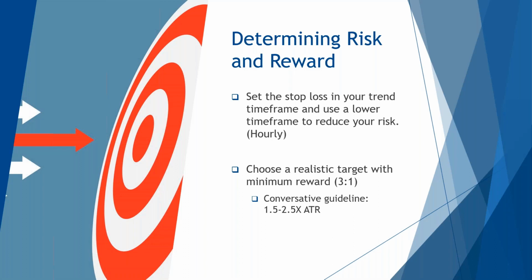Now, when I set up a swing trade, how can I determine if the risk that I'm going to set up is realistic? A very conservative guideline here is to look at something called average true range, where I want to capture a small portion of this price movement, somewhere between 1.5 and 2.5 times my average true range.